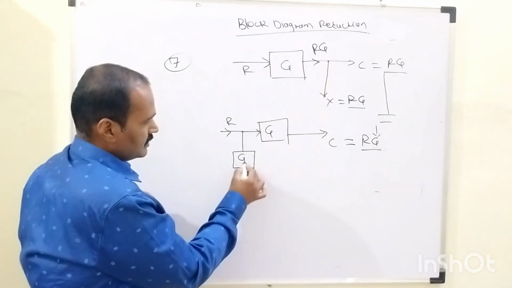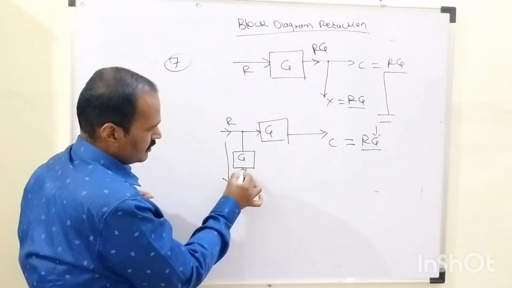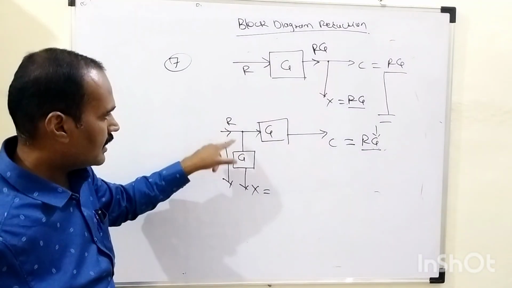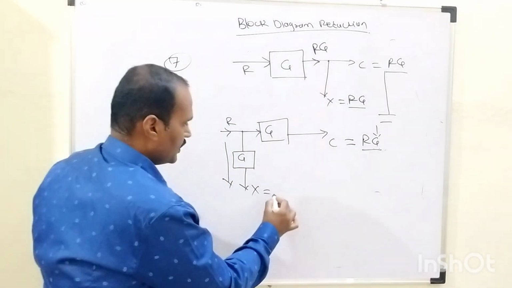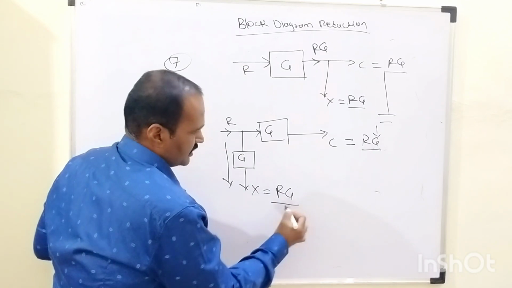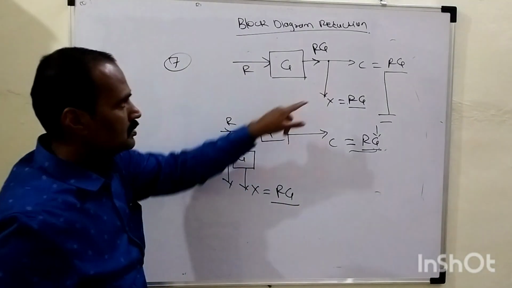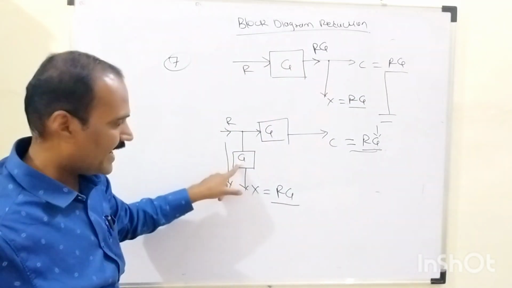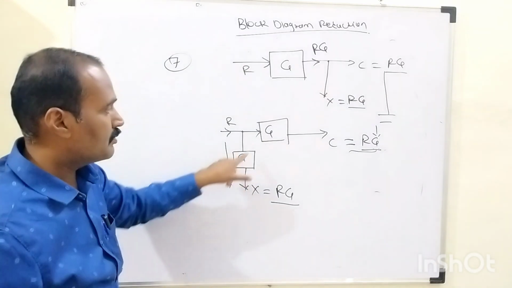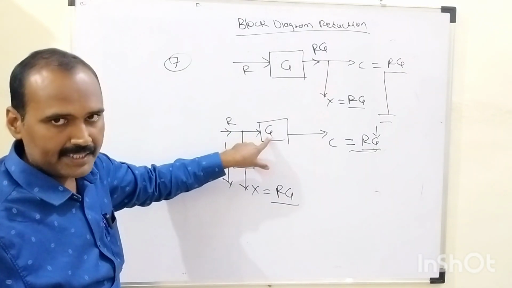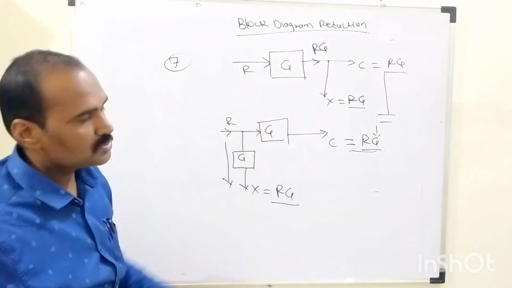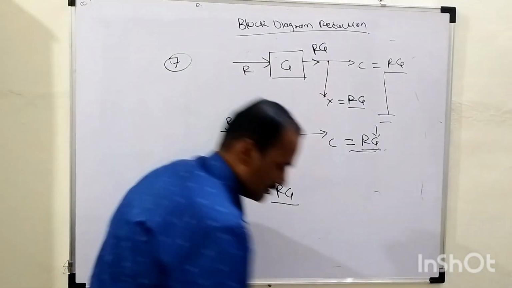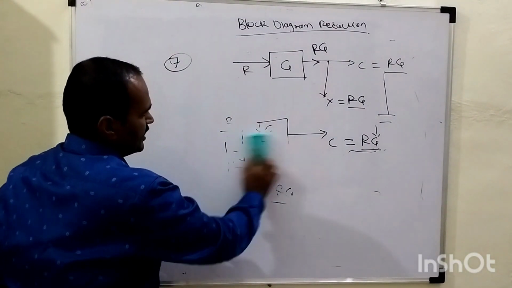So in that case, what will be the output of this path? The output of this path is nothing but X. What kind of input is being given? Here this R, and the gain of this block is G. So X equals R into G, and C equals R into G. So in this way, this takeoff point is shifted before this block by adding one more block whose gain is exactly equal to the original forward path gain, that is G, to retain these 2 statements. So this is nothing but the rule number 7. Similarly, the last one is rule number 8 of this block diagram reduction technique.